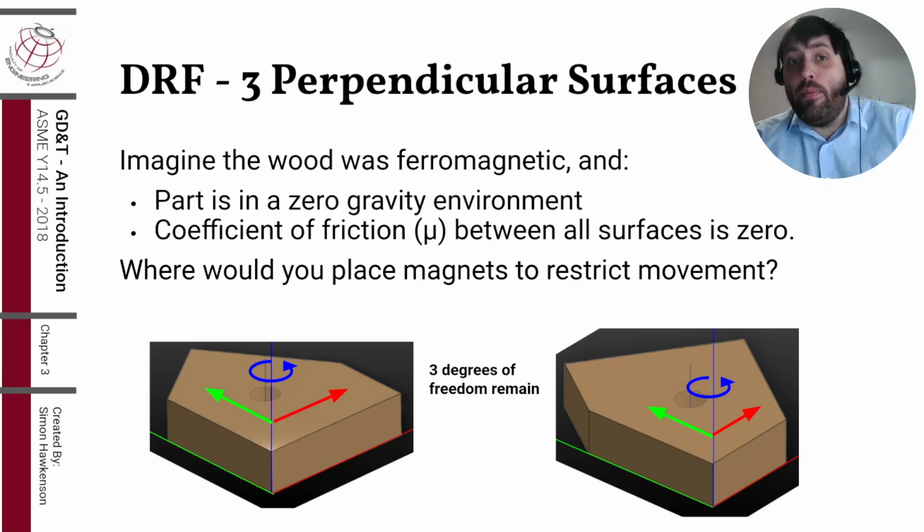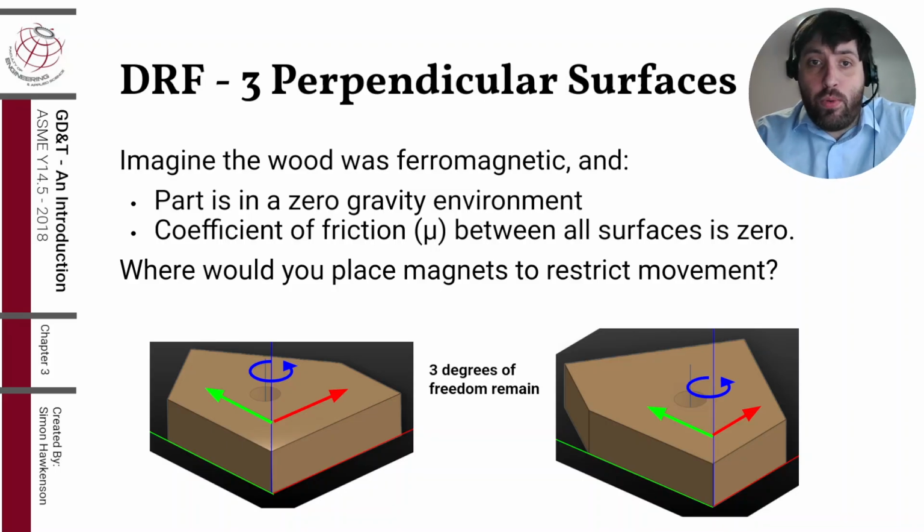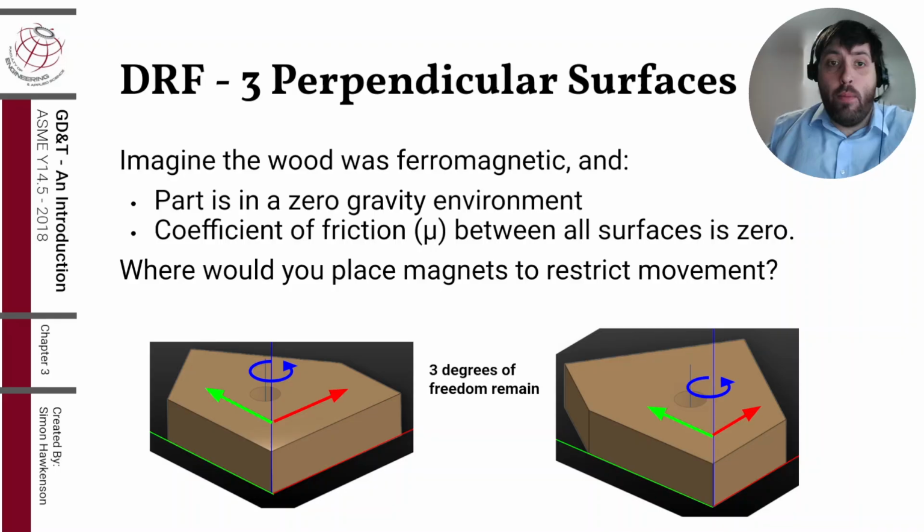We still have a problem. So we constrain the rotation in the x and y directions, as well as the translation in the z direction, but we still have 3 degrees of freedom remaining. So where might we put more magnets to restrict the motion? And as you can see, the green and red arrows are still directions, and the blue arrow here for rotation, that's still how it can move.